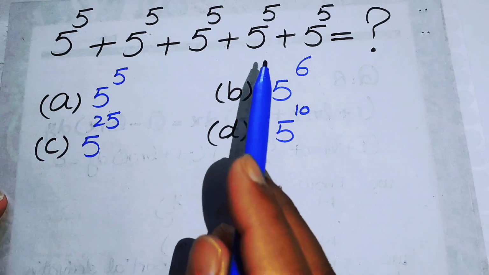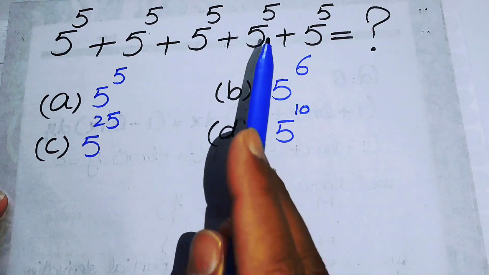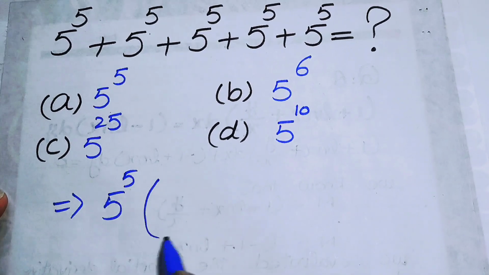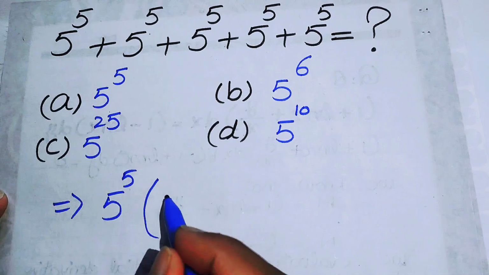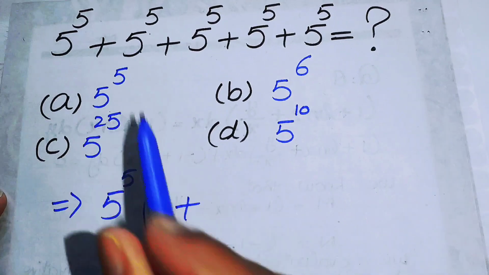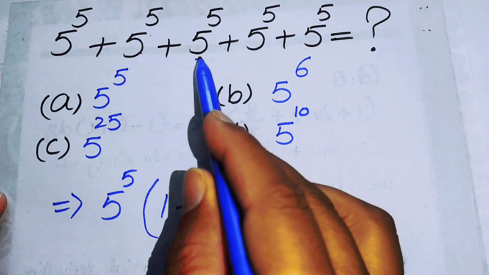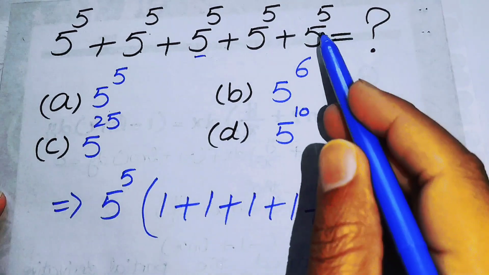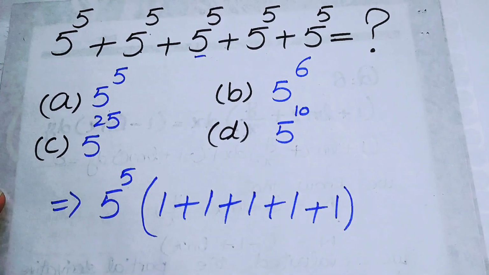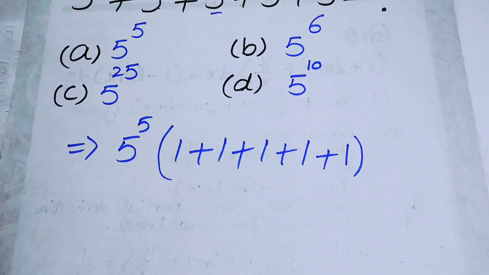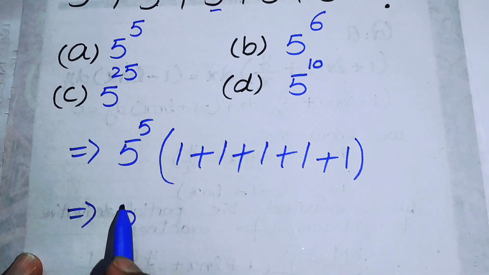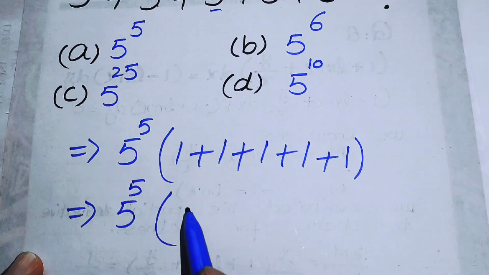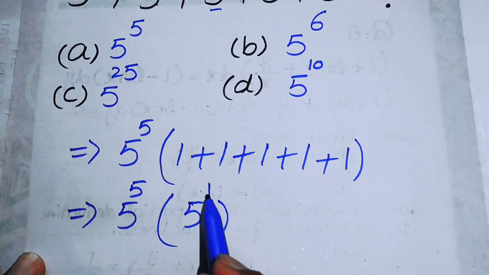The very first thing we are going to do is take this 5 to the power of m common, so that it will become in this form. When we take this common, we get 1 plus, and again 1 plus, and 1 plus, and 1 plus, and 1. Okay, so after that, we obtain 5 to the power of m times (1 plus 1 plus 1 plus 1 plus 1), which is equal to 5 to the power of m times 5 to the power of 1.